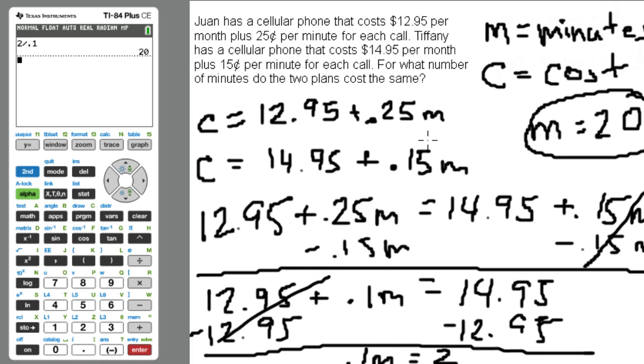Now, I'm not going to plug this in here and check, but if you guys plugged it into both of these equations, you would see that the cost would be equal.